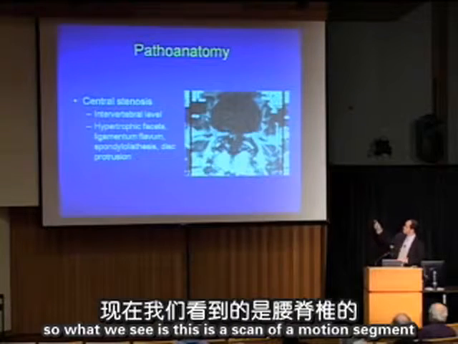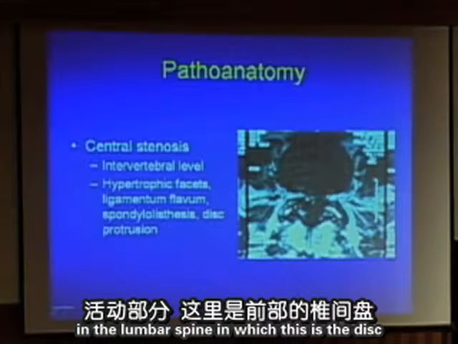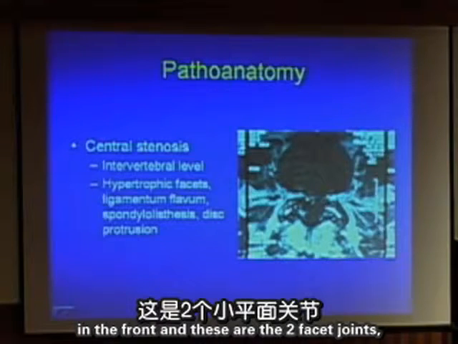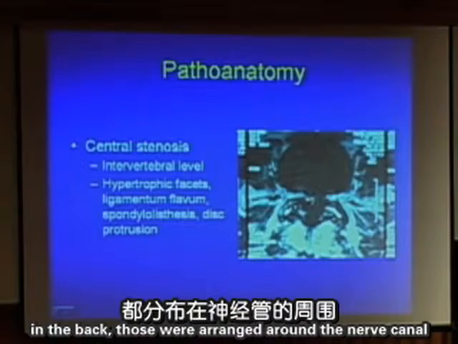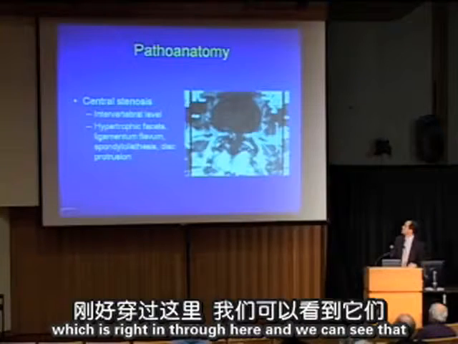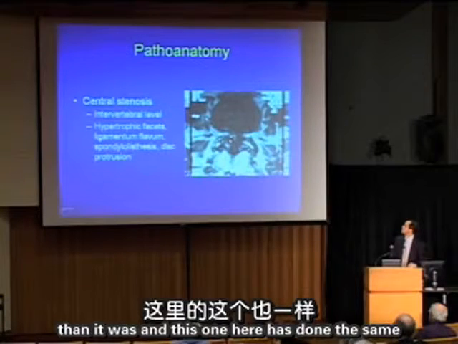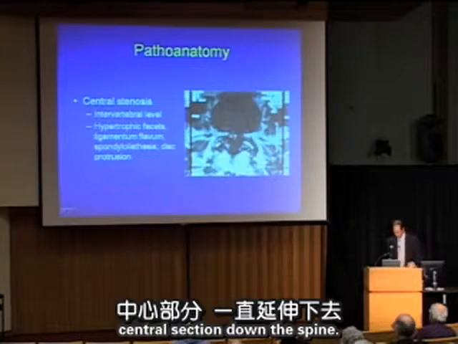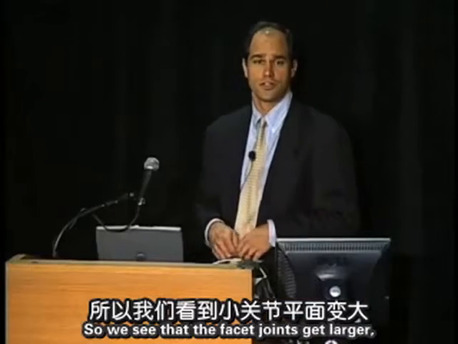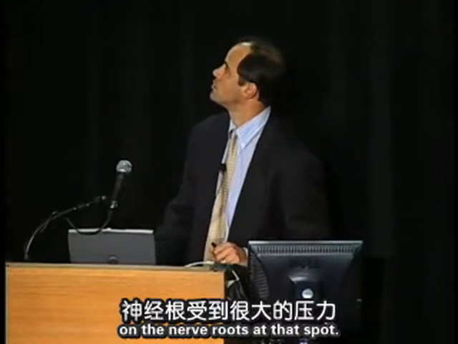So what we see is, this is a scan of a motion segment in the lumbar spine, in which this is the disc in the front, and these are the 2 facet joints. Remember, Dr. Carrigy talked about the motion segment being the disc in the front and the 2 facet joints in the back. Those are arranged around the nerve canal, which is right in through here. And we can see that because this joint here has gotten bigger than it was, and this one here has done the same, they've started to impinge upon the nerve roots, which travel in through that central section there in the spine. So we see that the facet joints get larger, the disc gets larger, bone spurs form around the disc, and that causes pressure on the nerve roots at that spot.